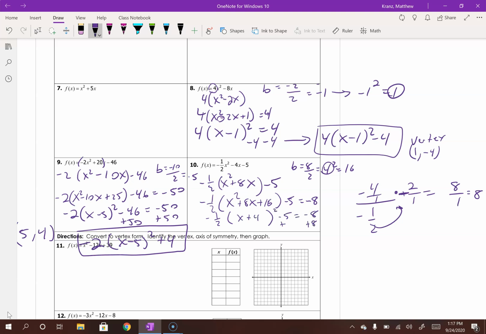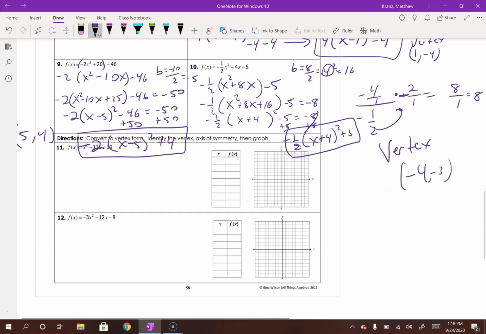And then I add 8 to both sides to get it by itself. So I have negative 1/2 times x plus 4 squared plus 3 is going to be my answer on that one. And that makes my vertex negative 4, negative 3. Sorry if that one got kind of screwed up because I had to pause it because a student needed help.